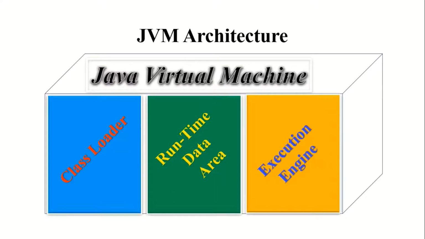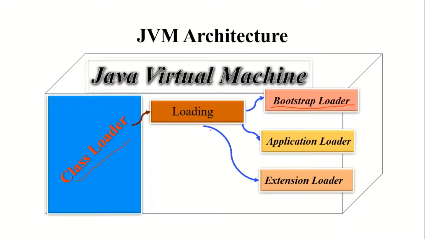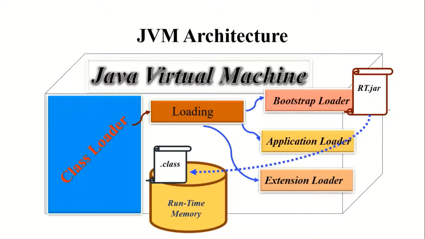Remember one thing, the class loader has three segments and the loading segment contains three parts: Bootstrap loader, application loader, and extension loader. The Bootstrap class loader is the one responsible for loading the .class file from rt.jar. From this rt.jar, the .class file is fetched and saved into the memory. And this process is done by the Bootstrap loader.